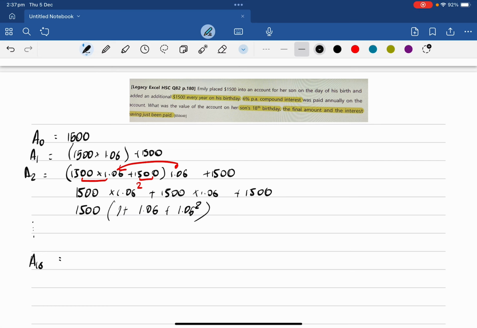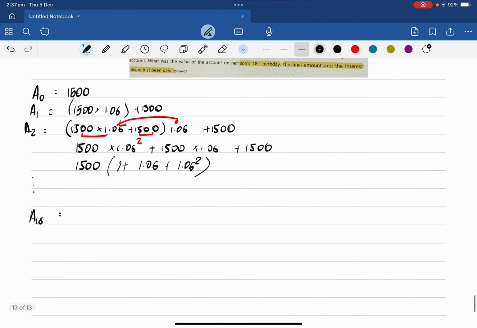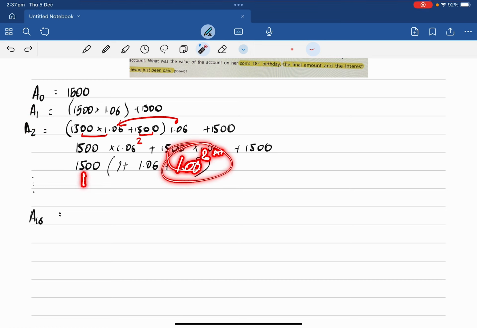Now, what was that on her son's 18th birthday? They want it as soon as on the 18th birthday. I'm supposing that when the son turns 18, she would add another $1,500. Yes, she would, my bad. She would add $1,500. So on her son's 18th birthday, we want to notice this trend. At this point, A2 is equal to 1,500 times 1.06 to the second power. That's the most. This pattern is going to continue, but these numbers are going to change.